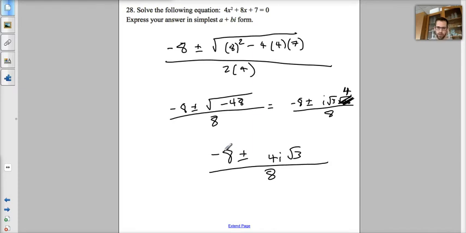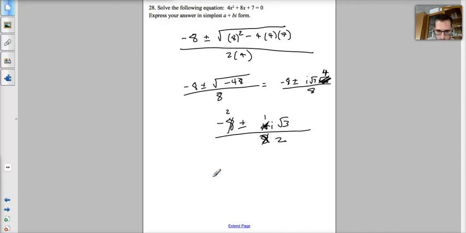And then I can do some division, because everything here is divisible by 4. So I can divide this by 4, and this will become a 2. I can divide this by 4, and it just goes away and becomes a 1. I can divide this by 4, and it becomes a 2. So I'm going to get negative 2 plus or minus i radical 3 over 2.